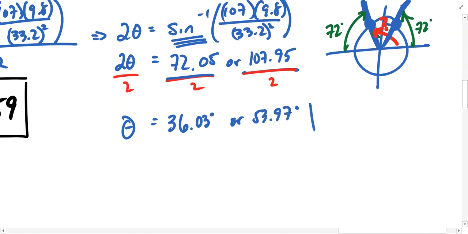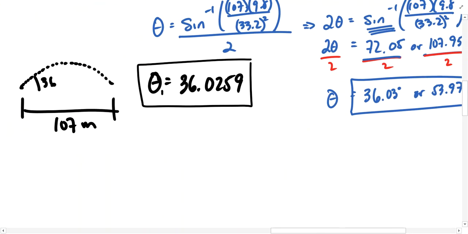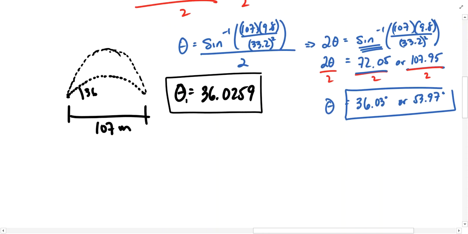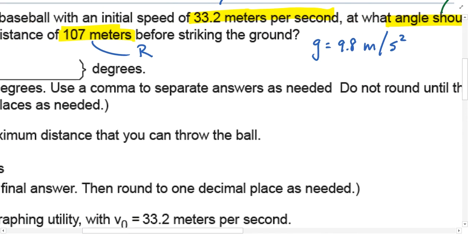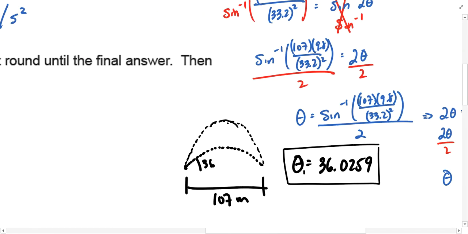53.97 degrees. That's easy to overlook, but apparently not only can we throw this ball at a 36-degree angle against the horizontal, but if we tossed it a little bit higher upward at a 53-degree angle, it too would fly the 107 meters. So to answer your part A, make sure that you include both of those angles, because the problem is looking for a solution set.